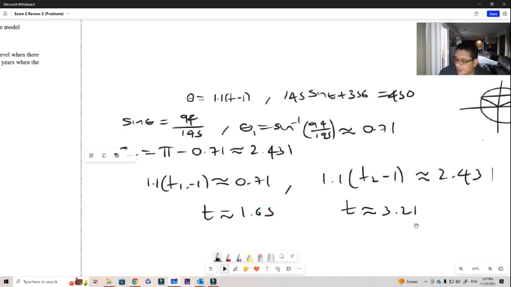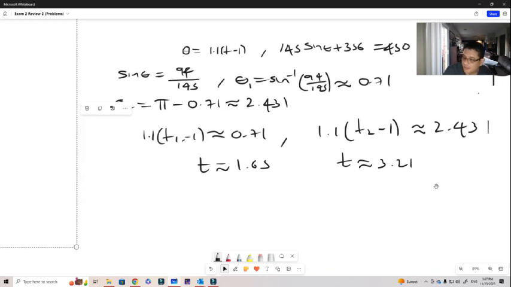Okay, so the coyote population is going to be definitely at risk for the interval between 1.65 and 3.21 years. And that will be the answer for this question.